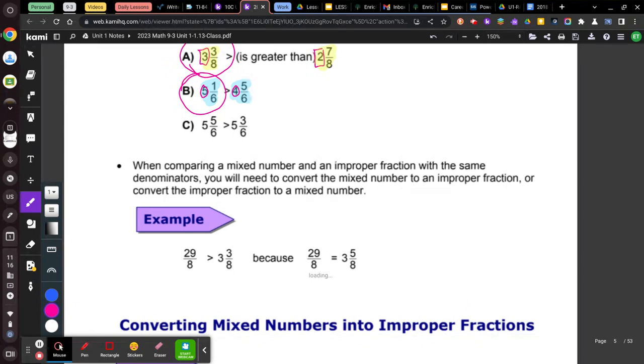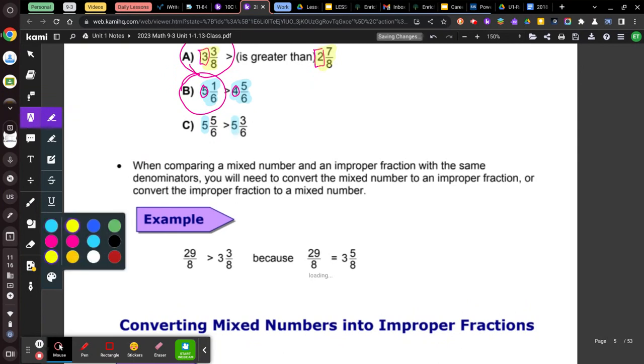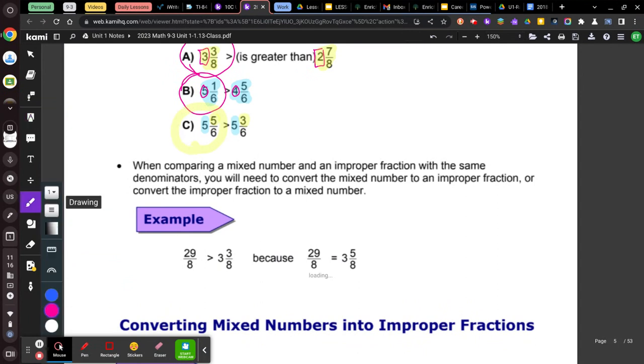So these numbers are identical. So what I'm showing you is 5 and 5 are identical. So now I can't look at those numbers. I got to look at the top of the fraction. So which number, top of the fraction in yellow, is bigger? 5 is bigger than 3. So that's why this one is bigger. Okay, because we're comparing the top number. 5 is bigger than a 3.